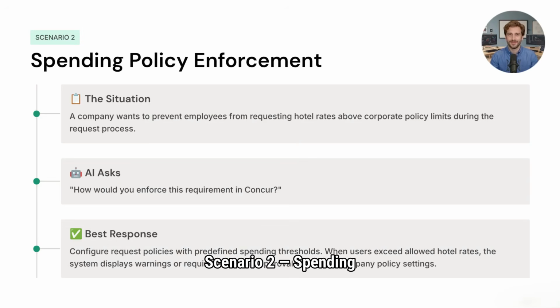Scenario 2. Spending policy enforcement situation. A company wants to prevent employees from requesting hotel rates above corporate policy limits. AI stakeholder. Question: how would you enforce this requirement? Candidate answer: I would configure request policies with predefined spending thresholds. If users exceed allowed hotel rates, the system can display warnings or require additional approvals depending on company policy.